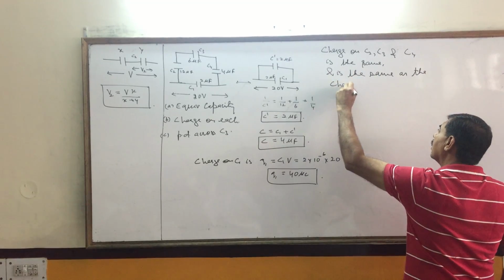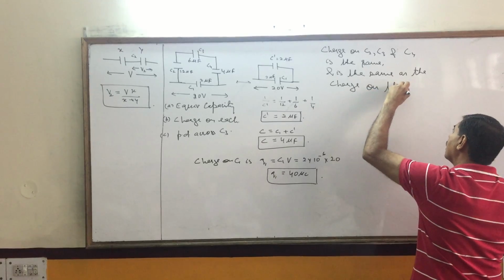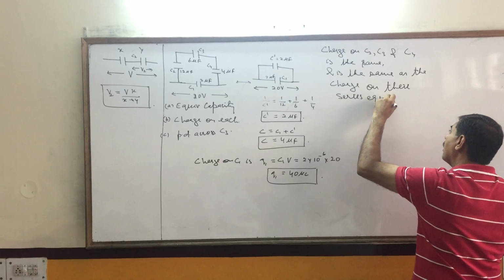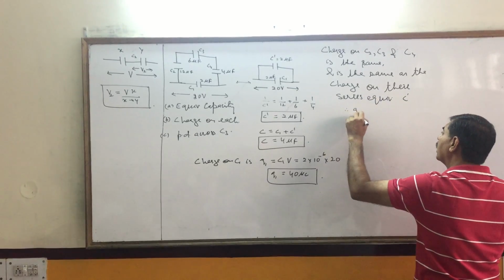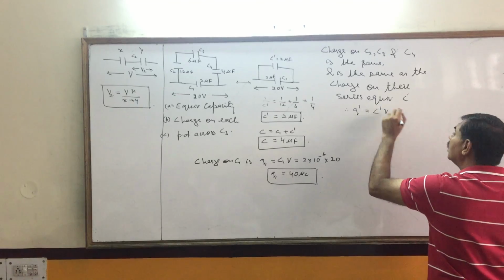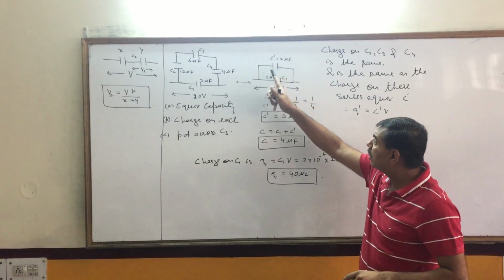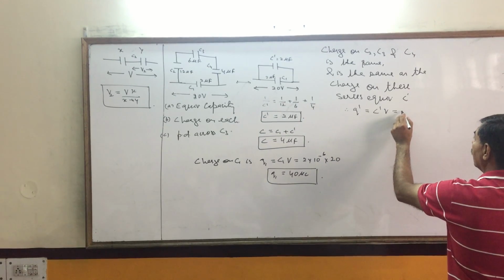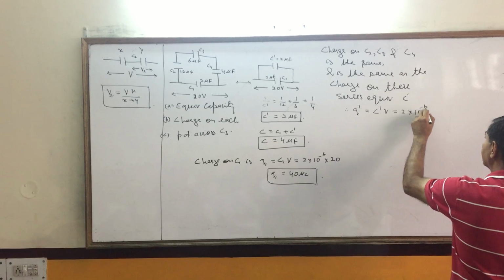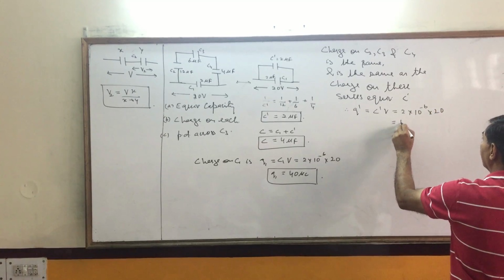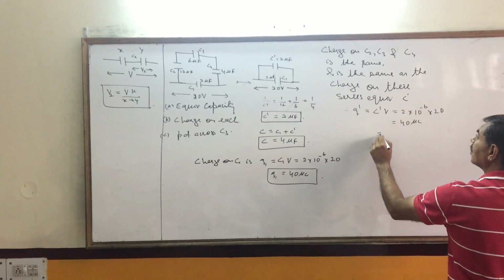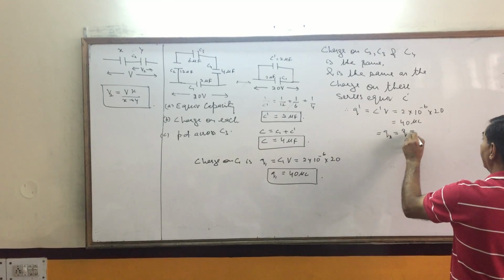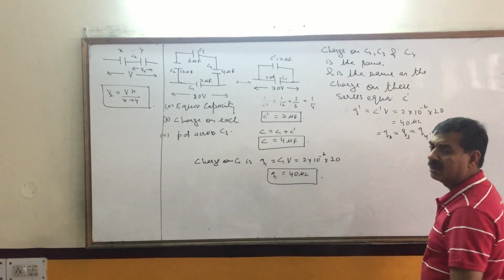And it is the same as the charge on their series equivalent C dash. Therefore Q dash is C dash into V, because C dash is also connected across 20 volts. C dash is how much? 2 into 10 to the power minus 6 into 20. How much did it come to? 40 microcoulomb, which is also Q1, which is also Q2, Q3 and Q4. So we have determined the charge on each.